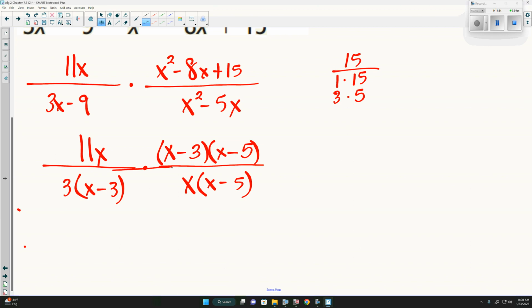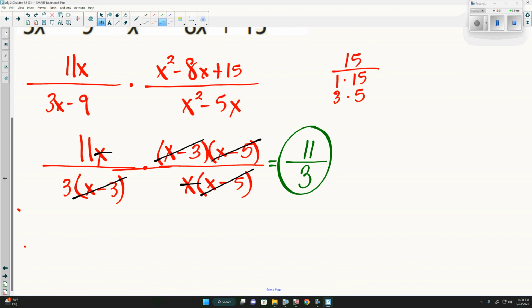And again, we can multiply this together. And our like terms that we have are the x minus 3 and x minus 3. We also have x minus 5 and x minus 5. And lastly, we have the x's, which leaves us with 11 thirds, or 3 and 2/3. Questions on this here? Let's go on and list the restrictions.